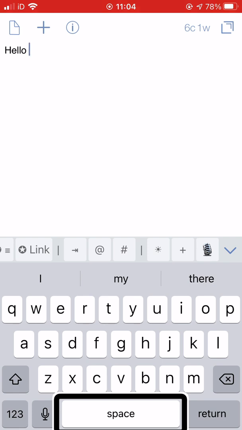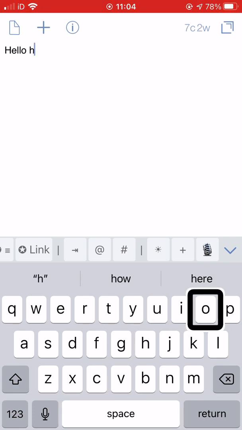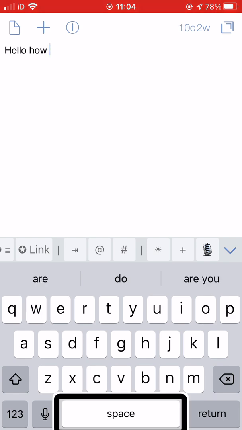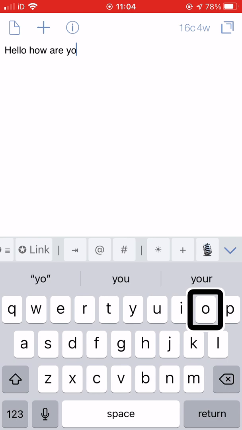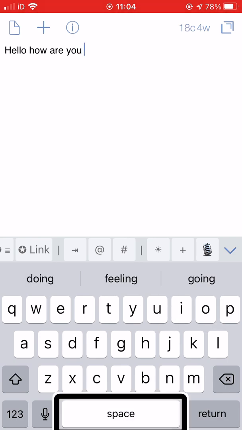So let's try for another word. Let's try how are you, shall we? Try for a complete sentence today. H, O, W, how, A, R, E, Y, O, U. So as you can hear, that's a considerable improvement in speed on the double tap method because it's the act of removing your finger that triggers the insertion of the letter.